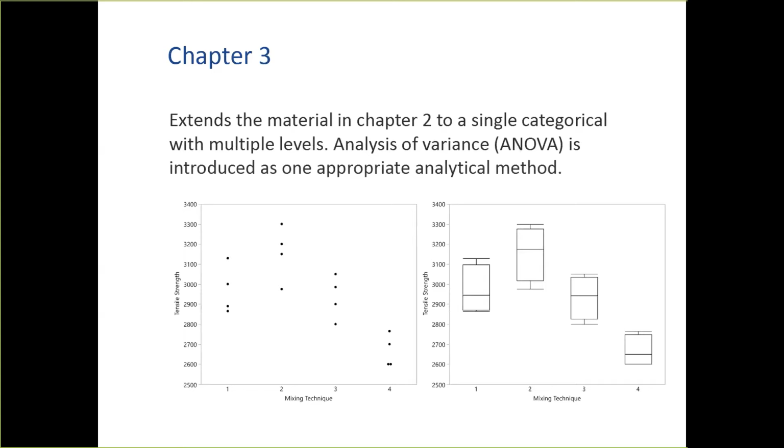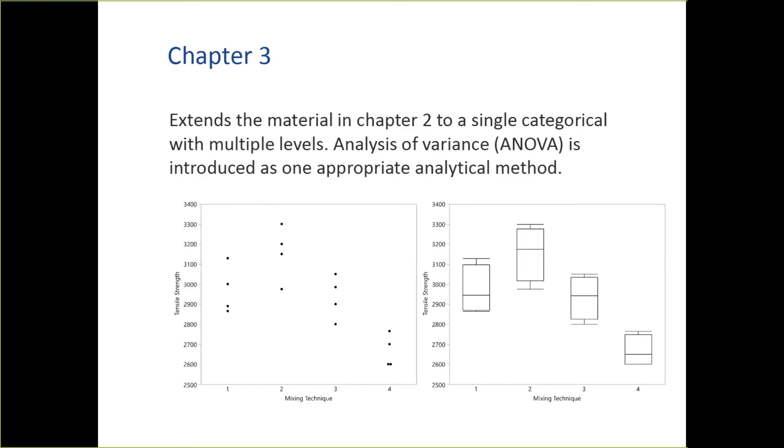Chapter 3 extends what we did in Chapter 2. Once again, a single categorical variable, but now we have more than 2 levels. We have multiple levels. And the analysis of variance is one of the appropriate techniques for analyzing this kind of data. So we use this to give a general introduction to the analysis of variance, and some of the other techniques like multiple comparisons that are associated with that.